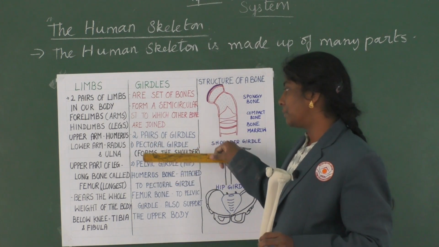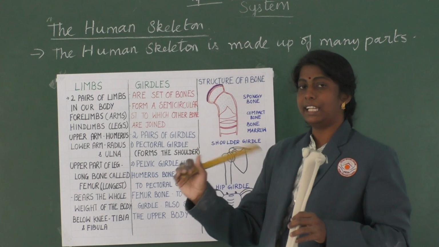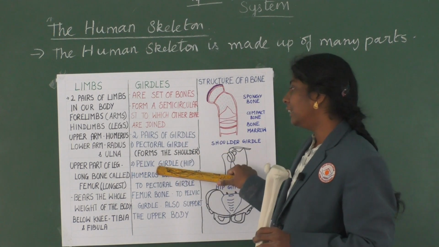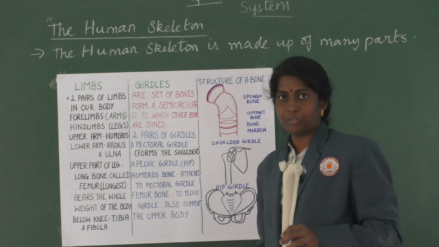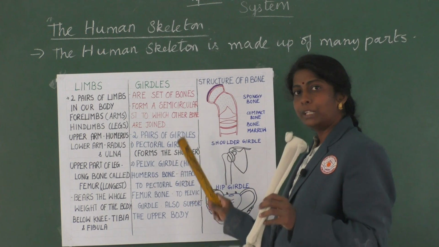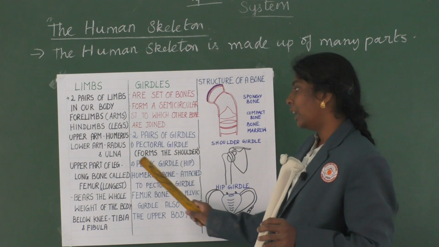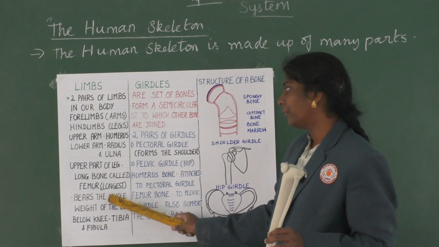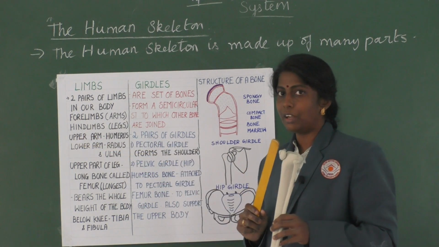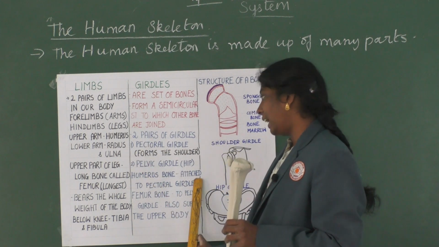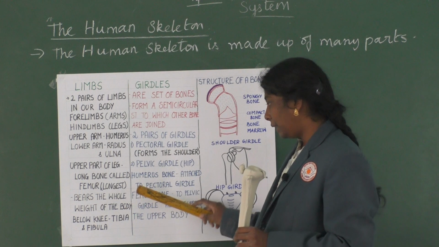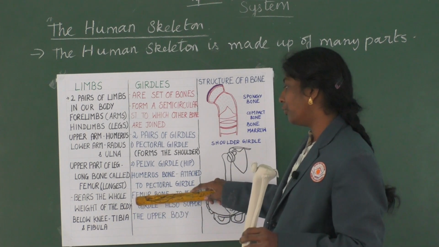The pectoral girdle forms the shoulder. It's there in the upper part. And the pelvic girdle forms the hip. So the humerus bone, do you remember humerus bone, kids? I said in the limbs part, the humerus bone is present in the upper arm. Is it not? The humerus bone will get attached with the pectoral girdle. And the pelvic girdle will get attached with the femur bone.